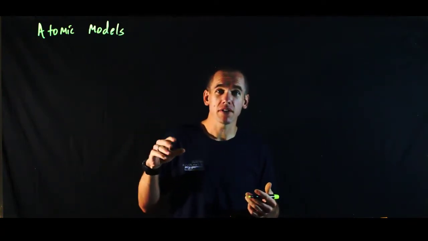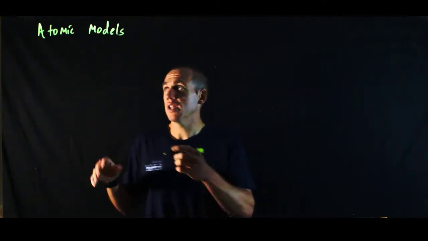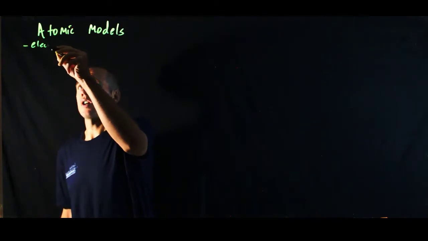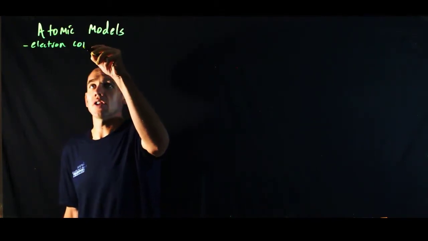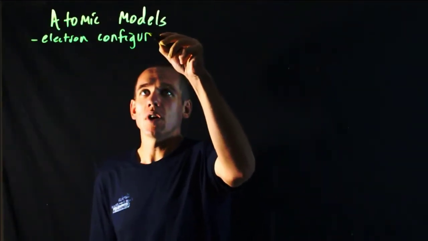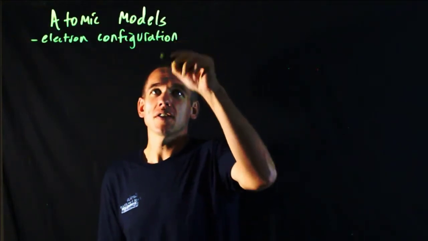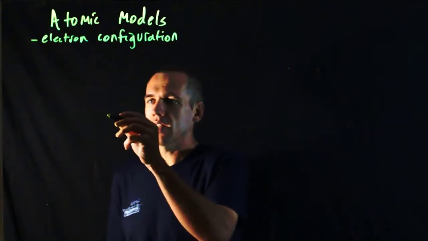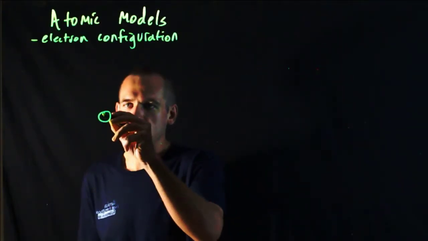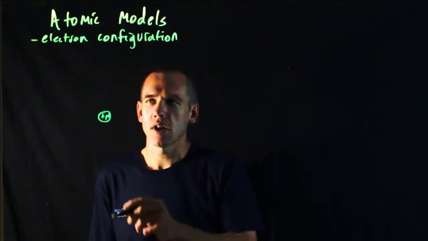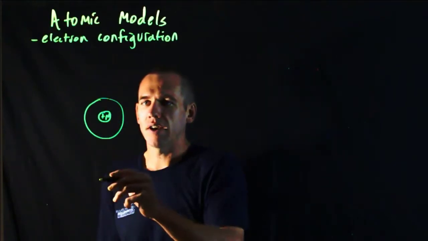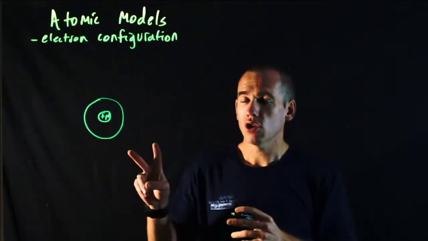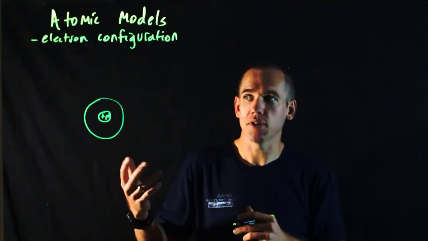So atomic models, what I'm trying to model here is electron configuration, and that is we want to know how many electrons are in each energy level. And this is pretty easy because we know in the center of every atom is the nucleus, where you have your protons and your neutrons. And around that we have our first energy level, which can hold up to 2 electrons. It doesn't have to have 2, right?